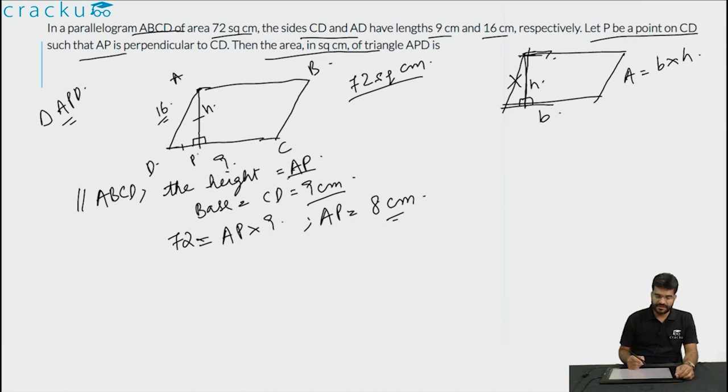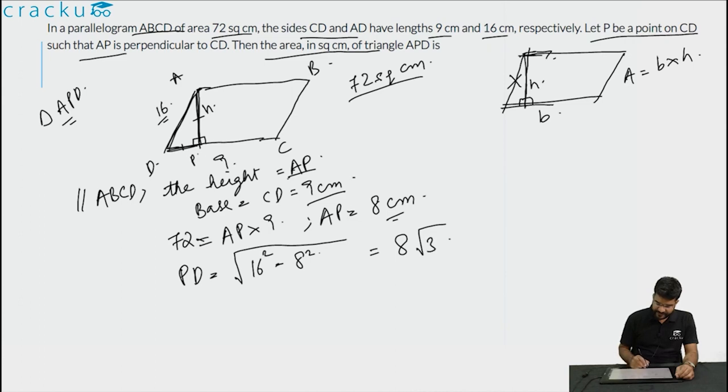Now once you know the length of AP, you can calculate the length of PD, because this is a right angle triangle in which the hypotenuse is equal to 16 centimeters. Therefore, the length of PD is equal to square root of 16 square, which is the length of the hypotenuse, minus 8 square, which is the length of one of the sides. 16 square is 256, minus 8 square is 64. You can easily calculate that this will equal 8 root 3.